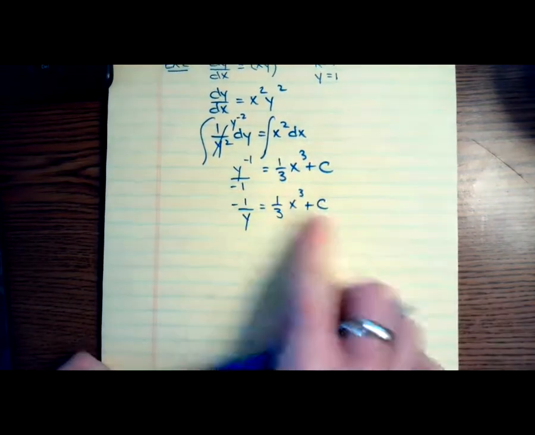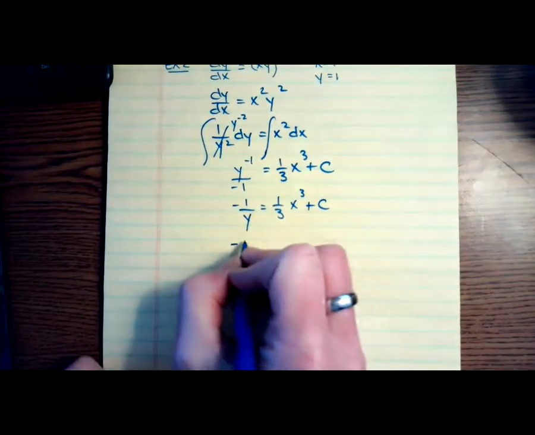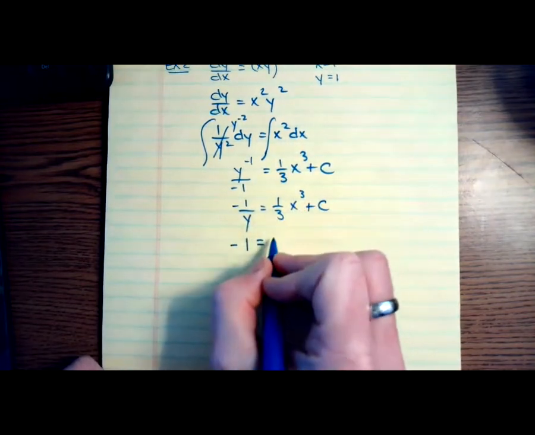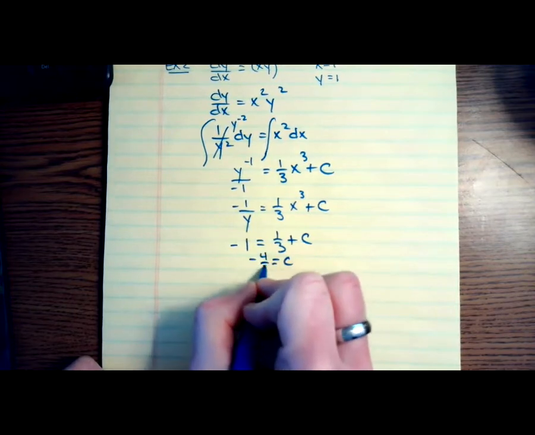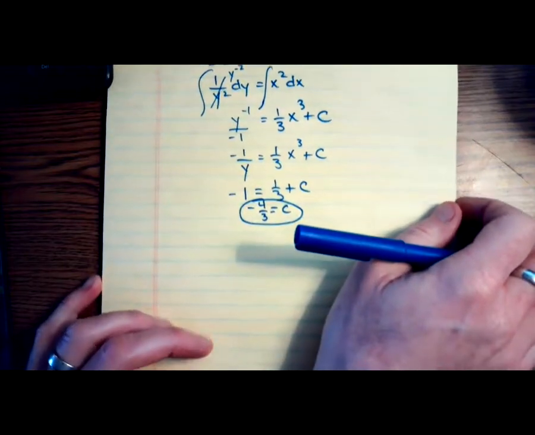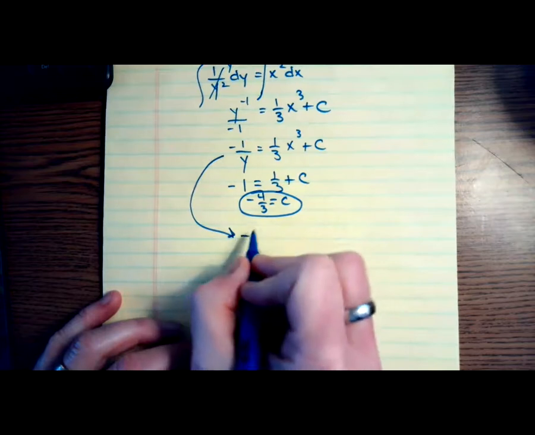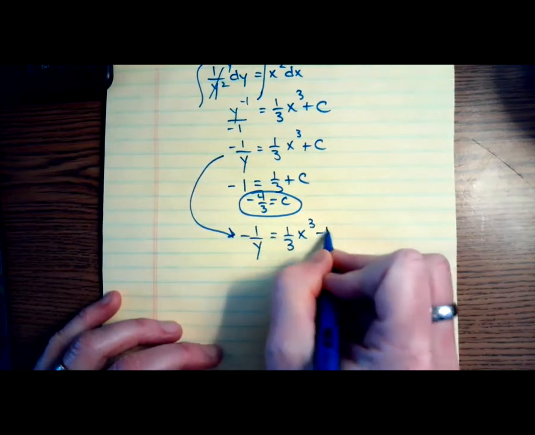All right, no rearranging. Don't do anything yet. Let's actually put in my initial condition and solve. So y is 1, so that's going to be -1. 1 cubed is 1/3. So it looks like I get c is -4/3. So I go back up. I'm going to go to this version right here. So I get -1 over y equals 1/3 x cubed minus 4/3.